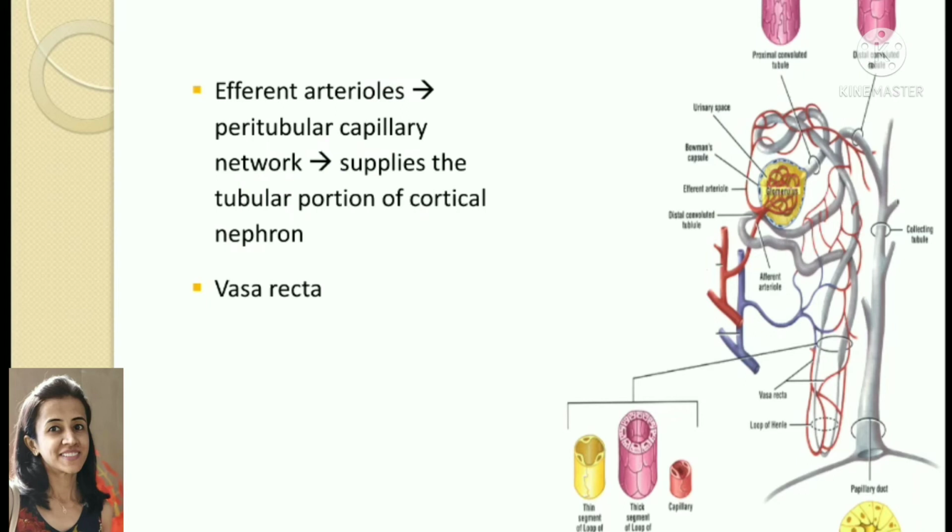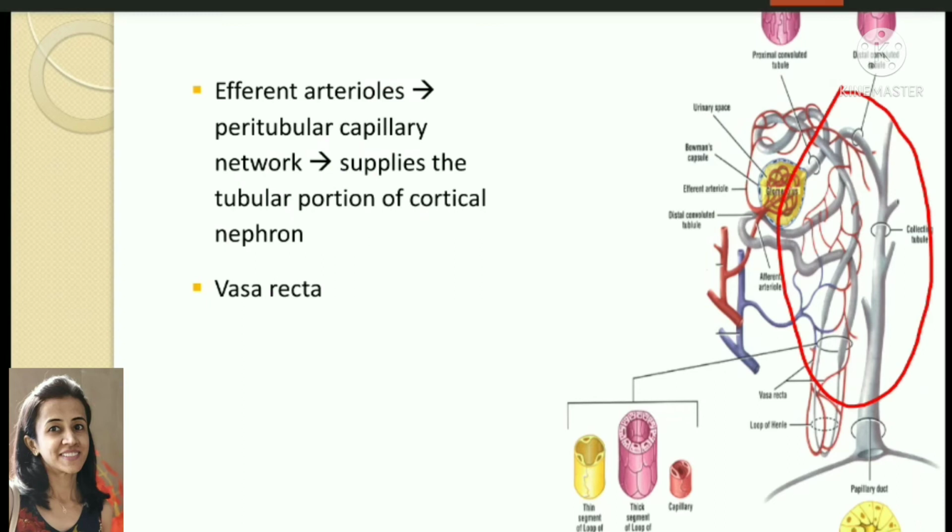Now, efferent arterioles form a second capillary network surrounding the tubular portion of the nephron, known as the peritubular capillary network. Here you can see this is the peritubular capillary network. It supplies the tubular portion of the cortical nephron. The tubular portion of the juxtamedullary nephron is supplied by vasa recta.